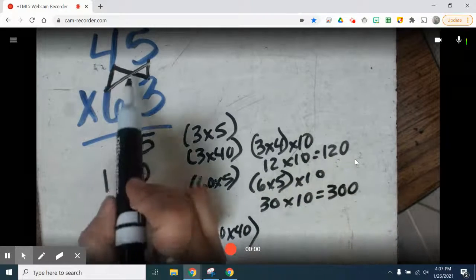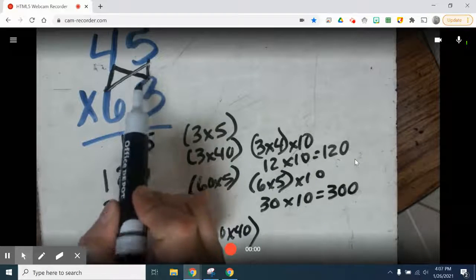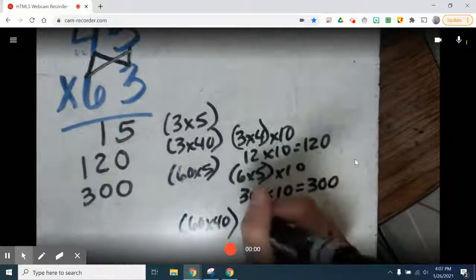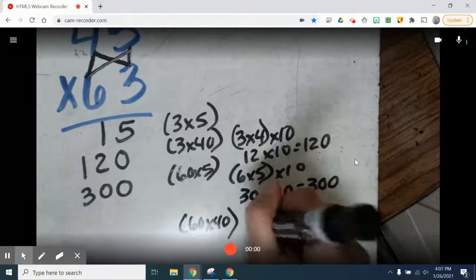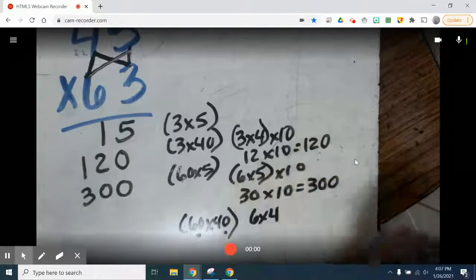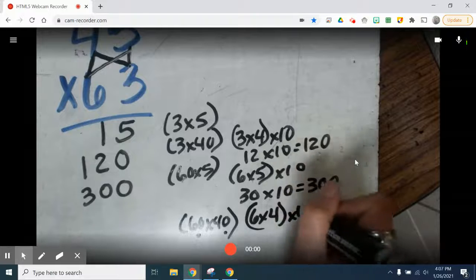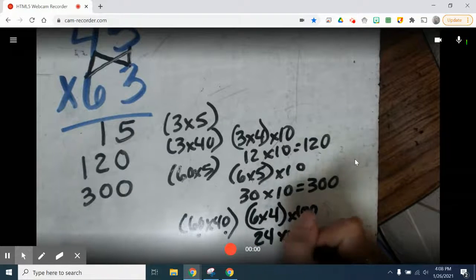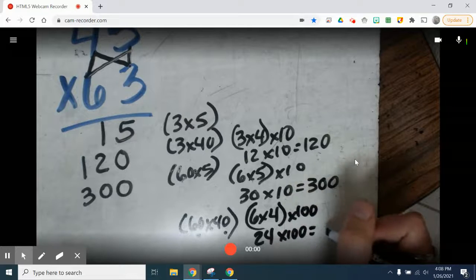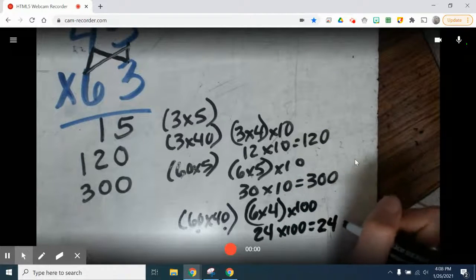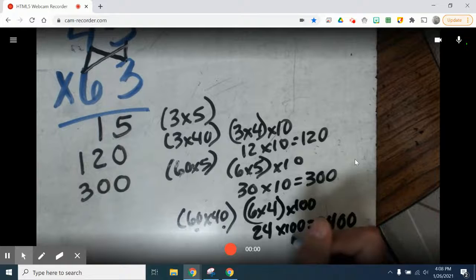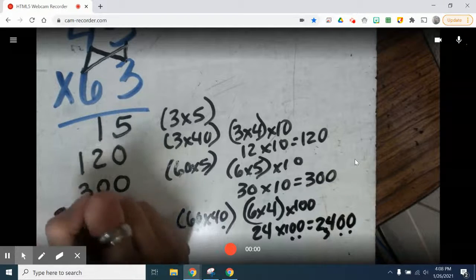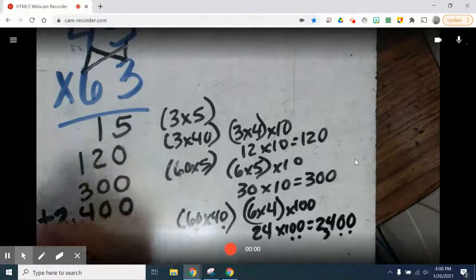Now do you see the bow tie? I know it's a little wonky looking, but that's supposed to be a bow tie, and that's why it's nicknamed the bow tie method, just to help you remember your places. Then we've got 6 times 4, and since there are two zeros, it'll be times 100. So 24 times 100, and any number times 100 is that number with two zeros on the end. And that's 2,400. Now we're going to add through.